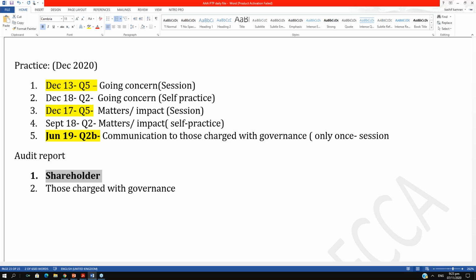But there is another report, which is the audit report to those charged with governance, on which the question came in the June 19 exams. And that is also referred to as a management letter, right? I hope in the AA paper you must have heard this term known as a management letter, but that is properly known as a report to those charged with governance. So the auditor writes a report to those charged with governance, and the auditor writes a report to the shareholder. And a question came in the June 19 exam, asking for communication to those charged with governance, and that is only one off. Now, let me proceed further.